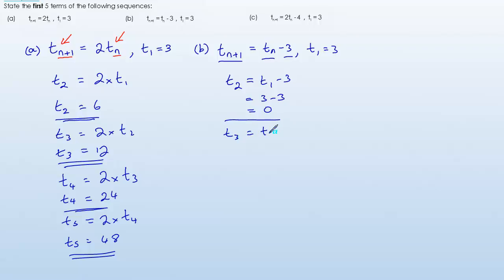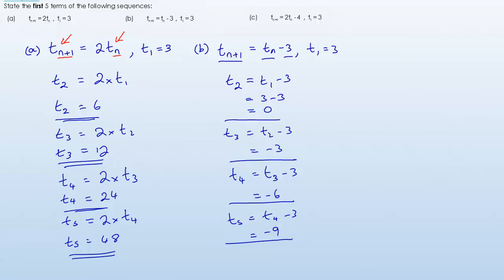T3 is going to be T2 take away 3, and that's going to be negative 3. T4 is going to be T3 take away 3, so that's negative 3 take away 3, that's negative 6. And T5 is going to be T4 take away 3, so that's negative 6 take 3 is negative 9.